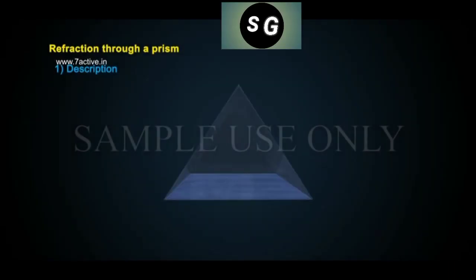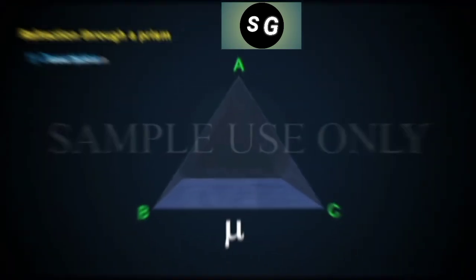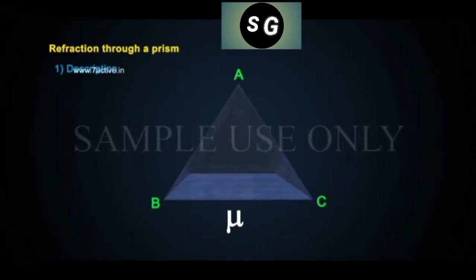In this video, we are discussing refraction through a prism. Let us suppose A, B and C be the principal section of a prism of angle A, and mu be the refractive index of the material of the prism, as shown.